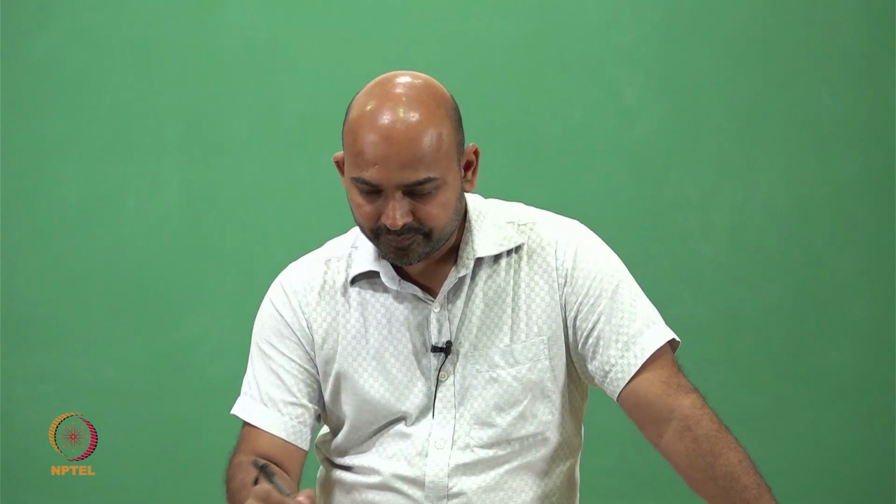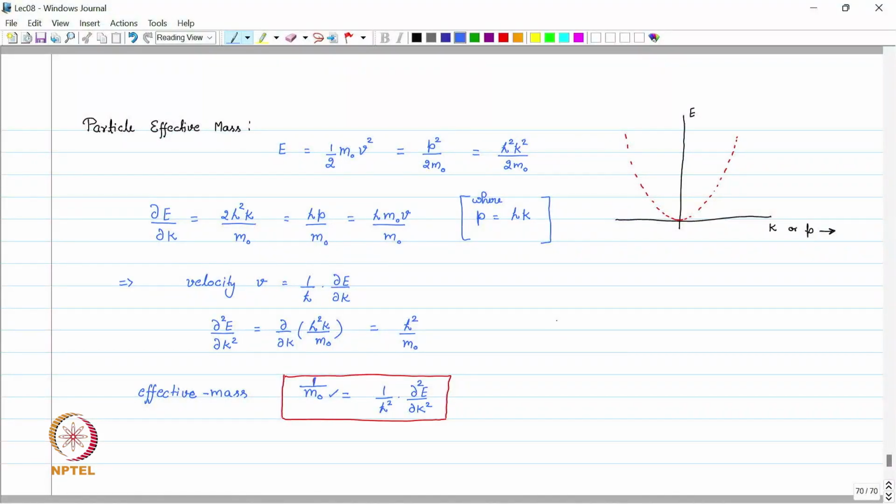So this is the relation which we can write in the text. The second derivative of E versus K is inversely proportional to the effective mass of free electrons.